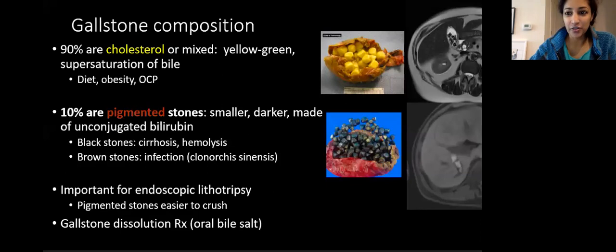So gallstones, there's a couple of different compositions. So 90% are either cholesterol stones or they're mixed stones. These will be yellow, yellow-green on pathology, and they'll be the typical ones that are T2 dark and also T1 dark, and we can see them nicely when they're surrounded by bile. This is caused by supersaturation of bile salts, and it's related to having too much cholesterol in your liver, related to diet, obesity, oral contraceptives, different things that will increase your cholesterol. So that's the more common one.